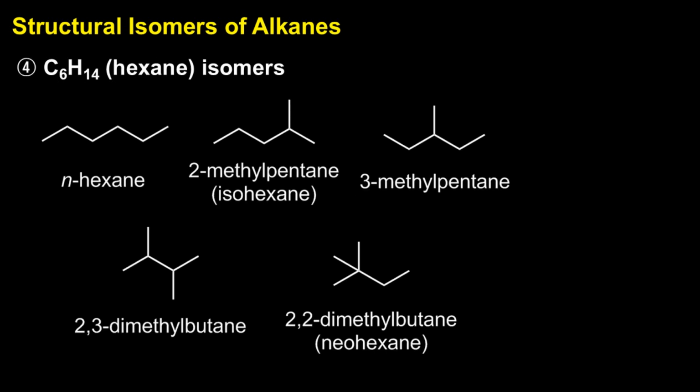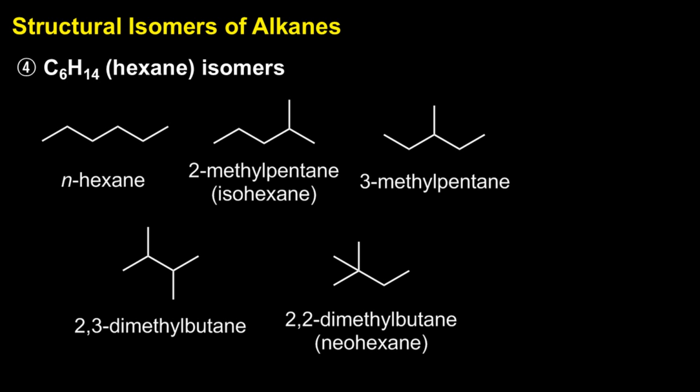When we move up to hexane, C6H14, the number of possible structures jumps to 5. And if you take a closer look at these isomers, you'll see how n-hexane can be rearranged in different ways to create all of them. Try drawing them out yourself. It's one of the best ways to really see how these transformations happen.